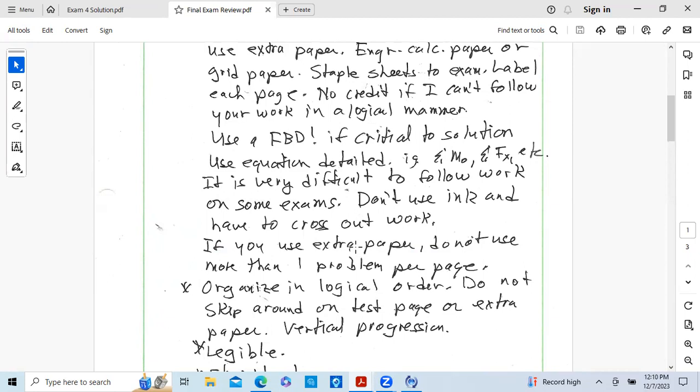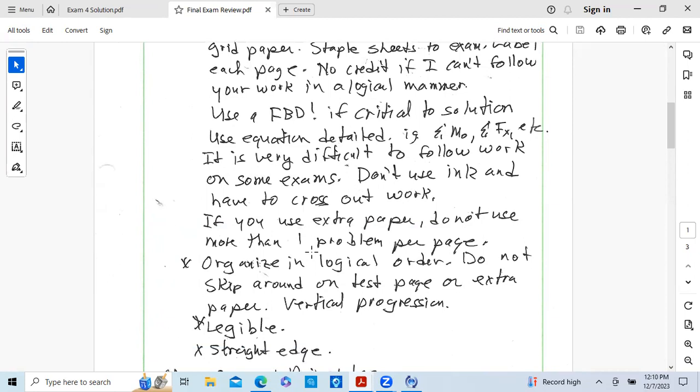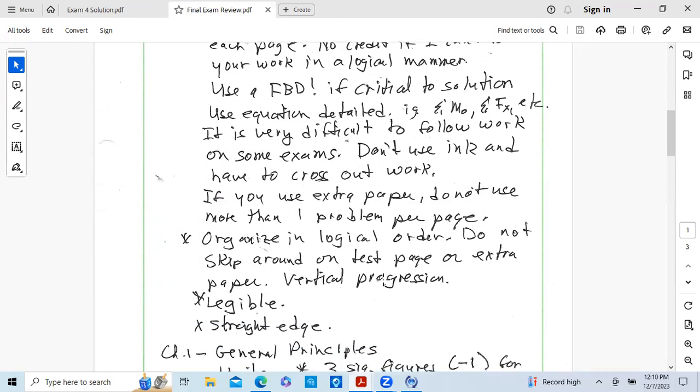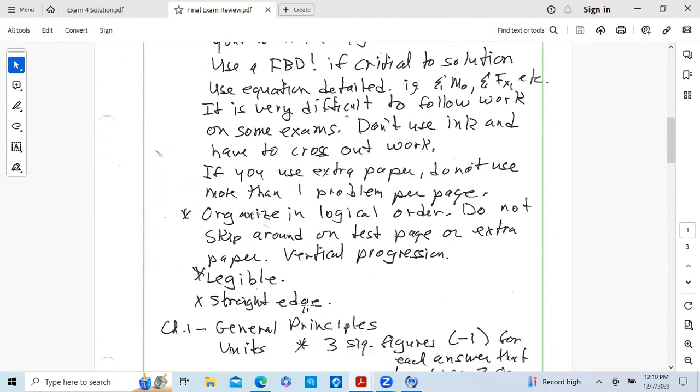On the test page or extra paper, if you can solve a problem you think on the exam, that's fine. Do it. And again, vertical progression. Use a straight edge where appropriate. Make sure you bring a straight edge. Make sure it's legible, so I can give you partial credit. If I can't follow it, you can't get partial credit.